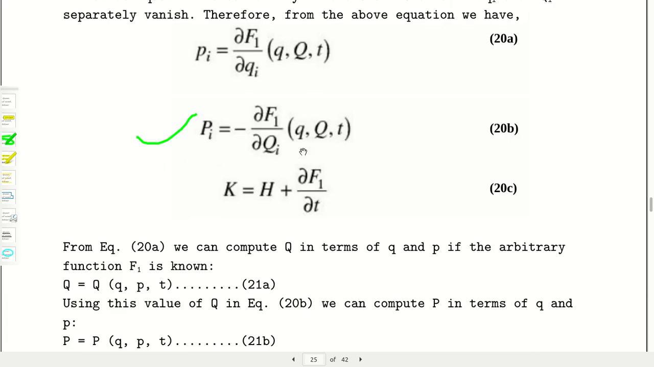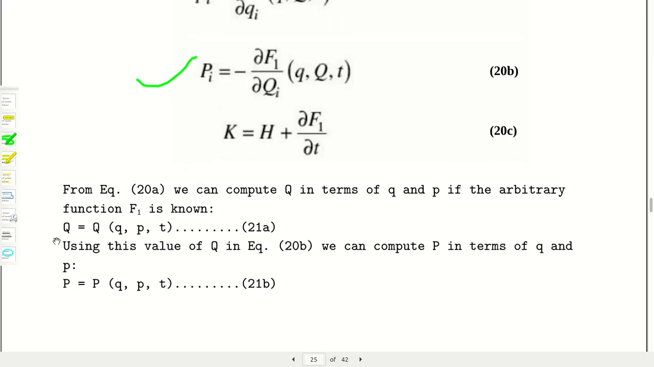See another interesting fact from equations 20a and 20b. You can see that there is a function of q and Q, and left hand side is p. So you can solve it. You can deduce capital Q in terms of small p and small q, and put this capital Q here, then capital P again will be in terms of small q and small p. So we can write here capital Q is actually in terms of small q and small p, and capital P is in terms of small q and small p, which are the transformations we did.